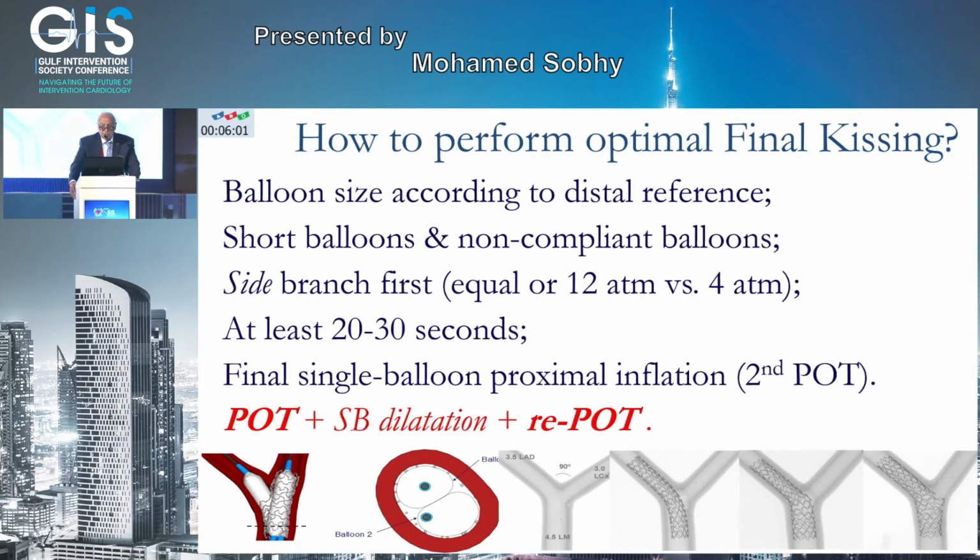How to perform a final kissing? Balloon size according to the distal reference. Short balloons and non-compliant balloons. Side branch first, 12 atmospheres versus 4 atmospheres, at least 20 to 30 seconds. A final single balloon of POT, called second POT, can be used. It's called POT, side dilatation, and re-POT. POT, side, POT.